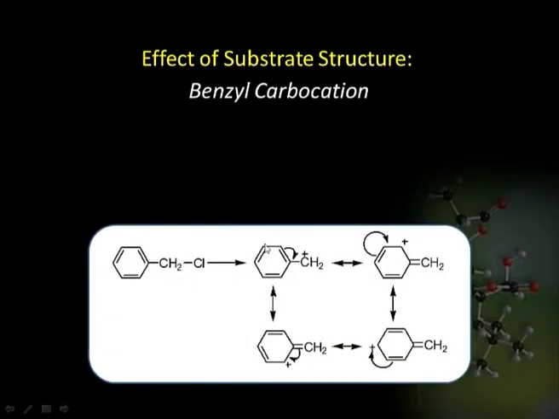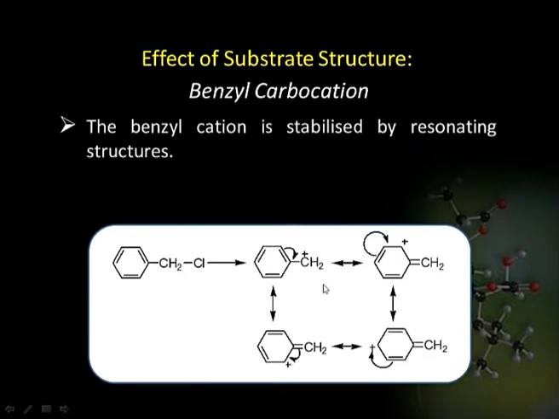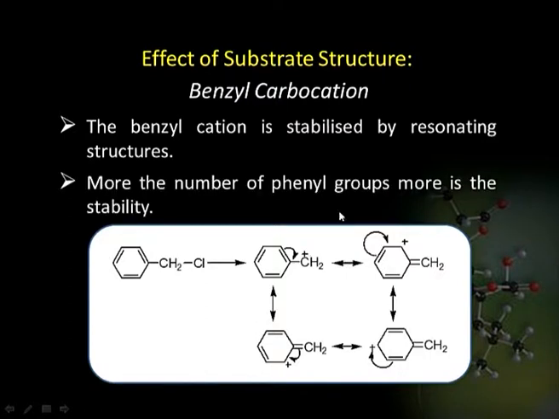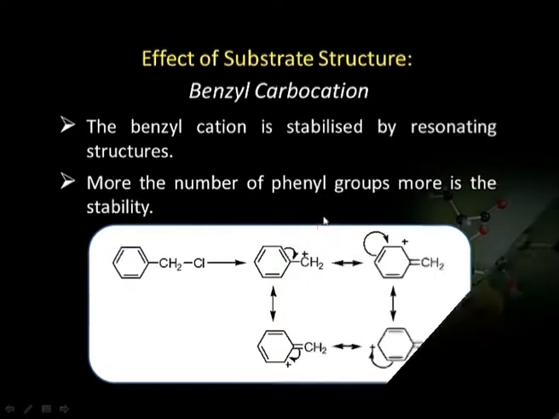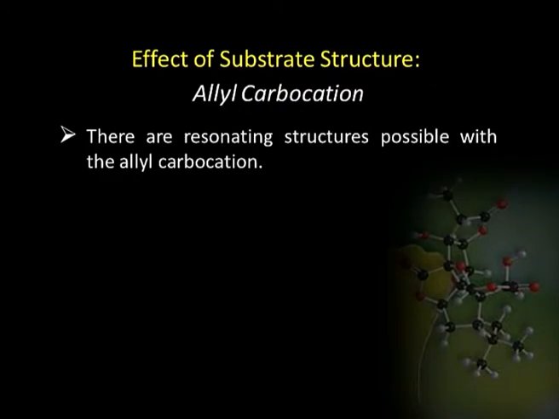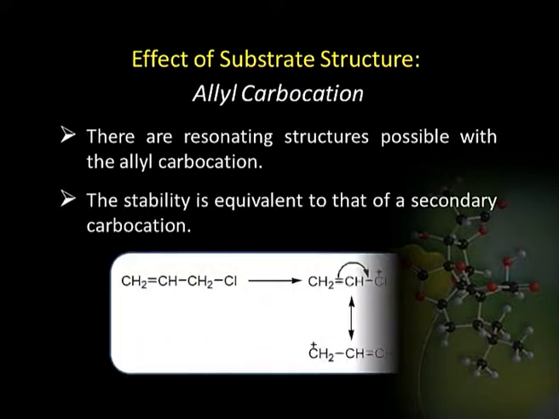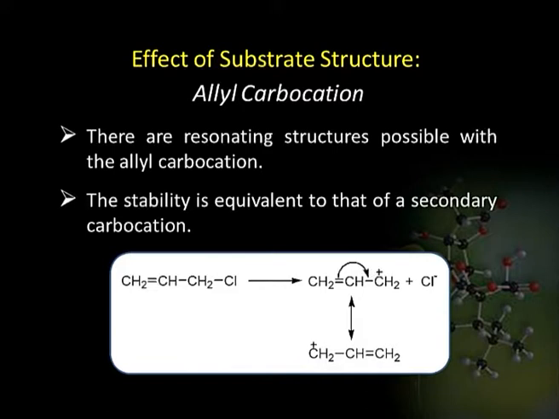In case of benzyl carbocation also, there are a number of resonating structures which stabilize the carbocation formed in the first step of the SN1 reaction. And here again, more the number of phenyl groups, more is the stability. The resonating structures are possible with allyl carbocations also, and the stability is equivalent to that of a secondary carbocation. As you can see here, this allyl halide gives a carbocation which is in resonance with the other structure. Therefore, it also stabilizes the carbocation.